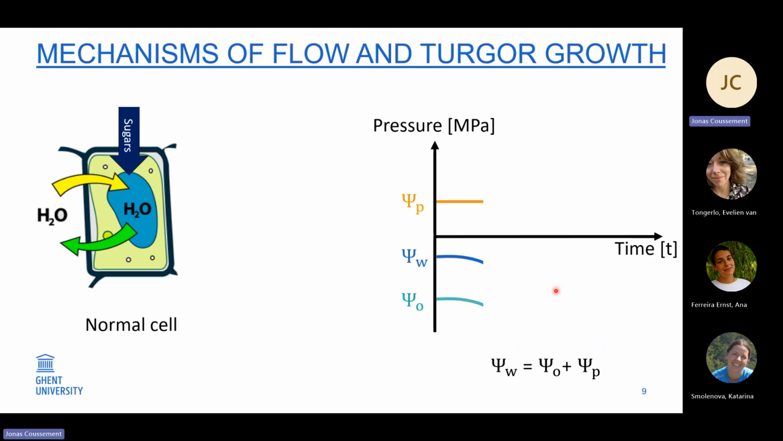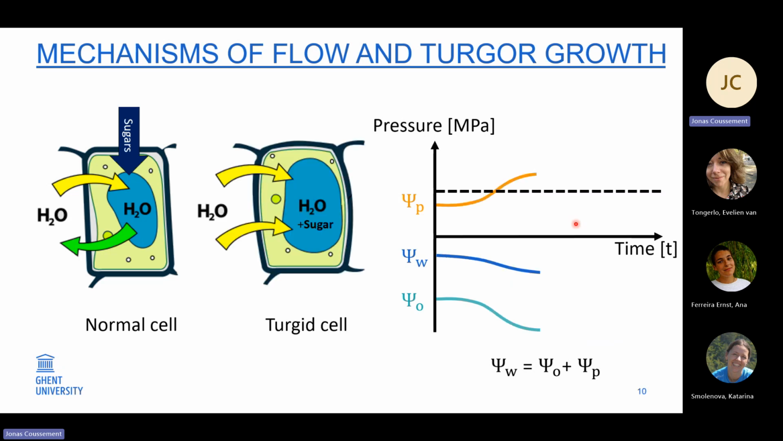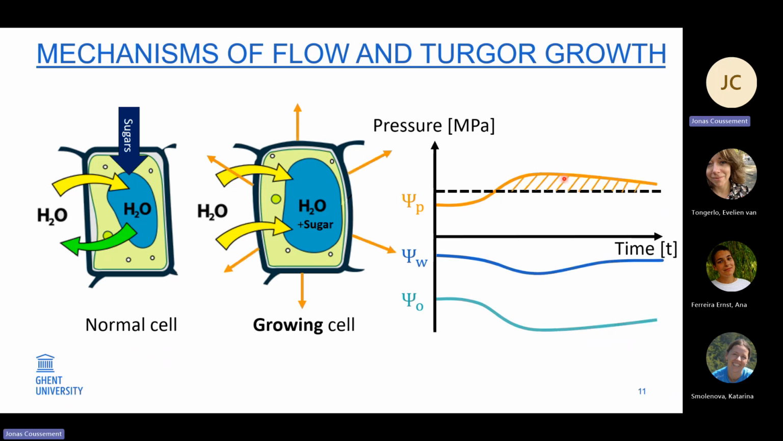When we add sugars, what happens then? We see the osmotic potential starts to drop, but not necessarily something happening with the turgor pressure yet. This drop in osmotic potential, like I showed earlier, draws in water, so our water potential becomes more negative. But what happens now is that our turgor pressure starts to increase. And when it increases above a certain threshold, this is when the plant cells can actually start growing.